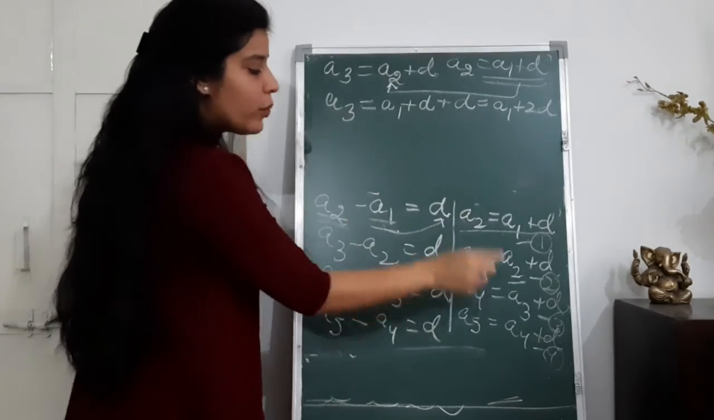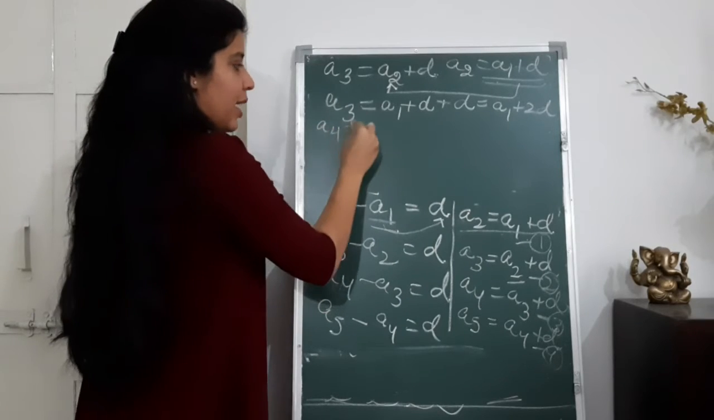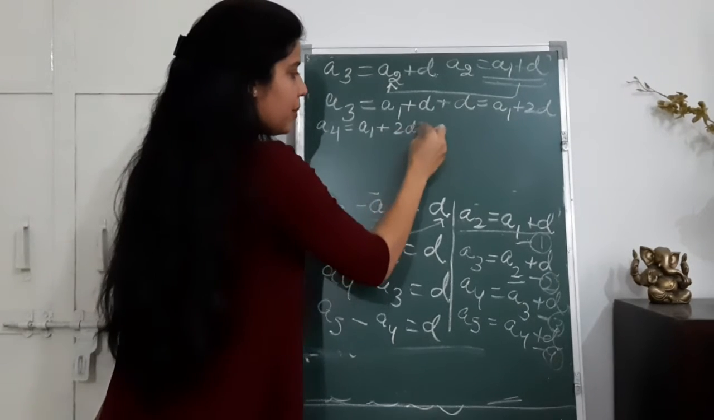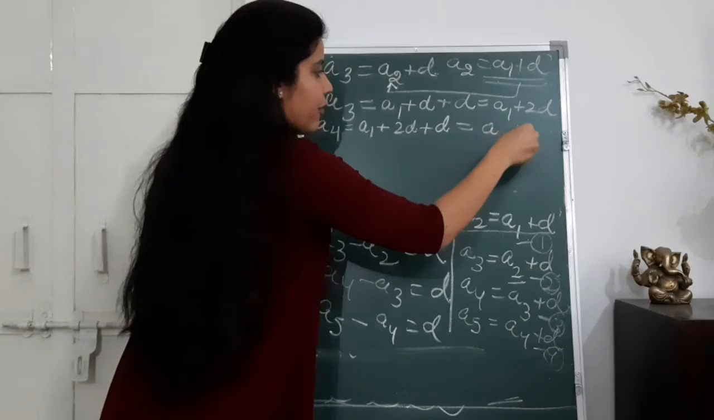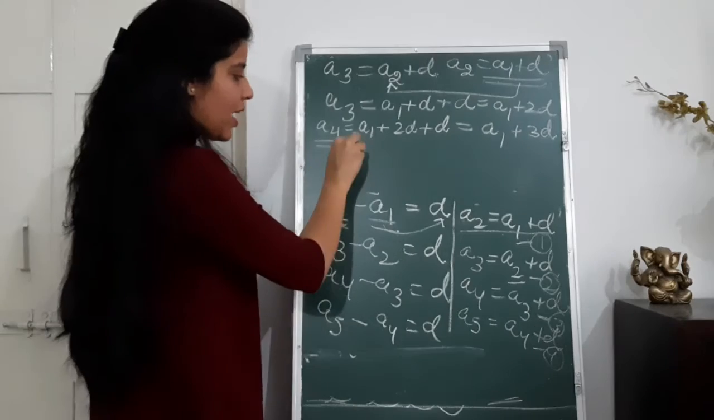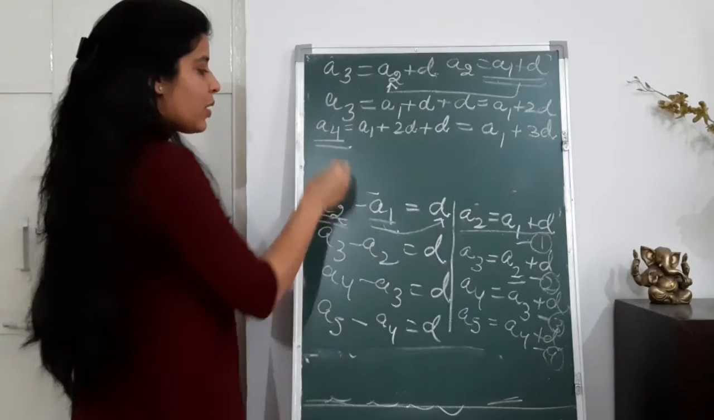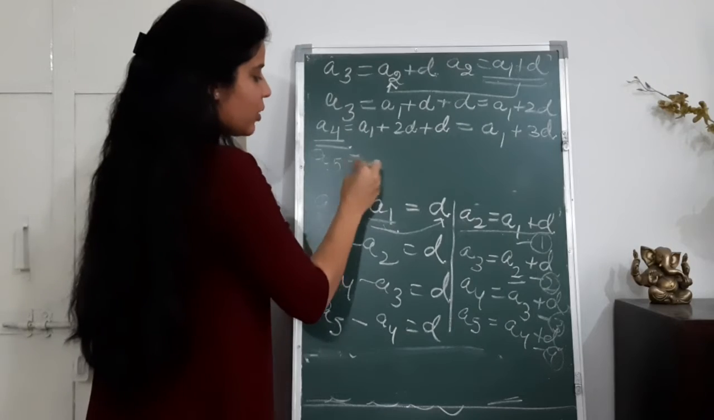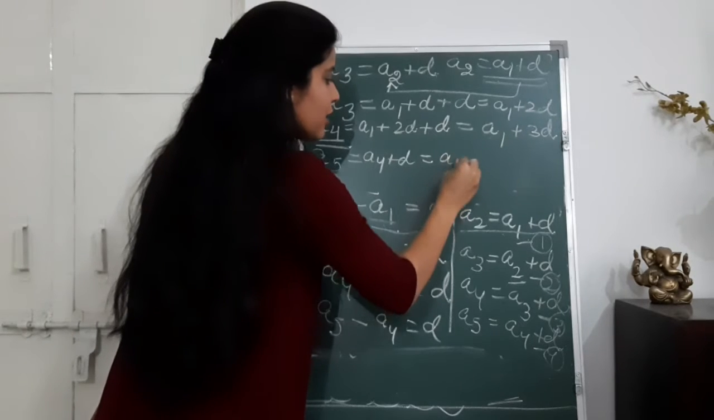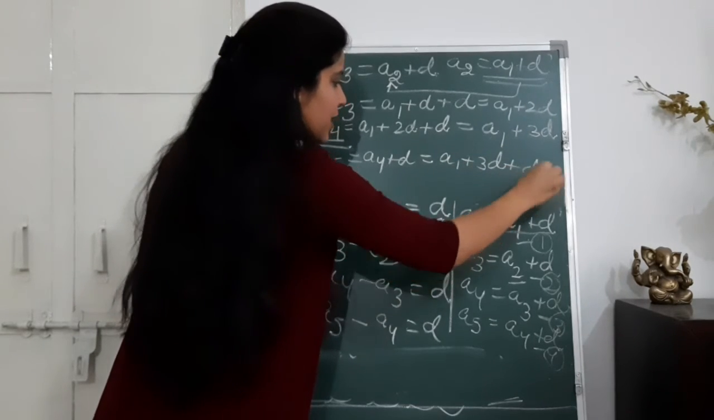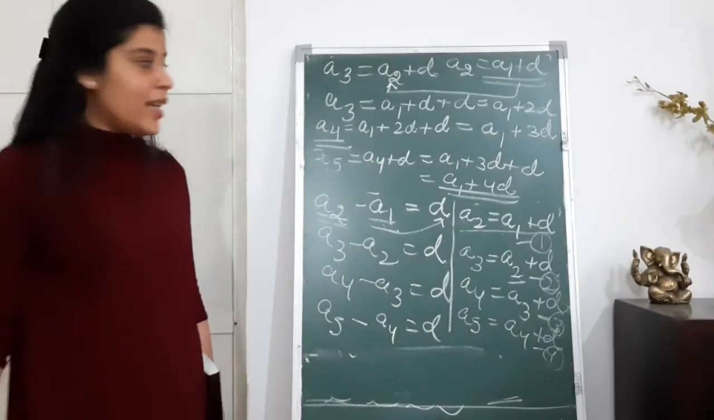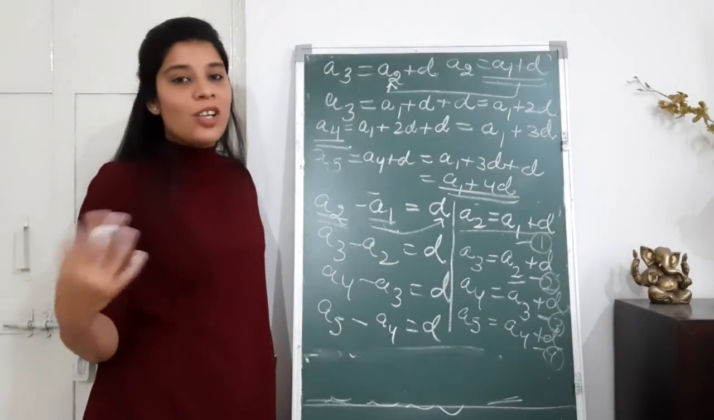Now I will put this value in the third equation. So what I will get? A4 is equal to A1 plus 2D plus D, which is nothing but A1 plus 3D. Okay, now the value of A4 I'm going to put in the fourth equation, where it says A5 is equal to A4 plus D, and A4 plus D is nothing but A1 plus 3D plus D, which is A1 plus 4D. Agreed?